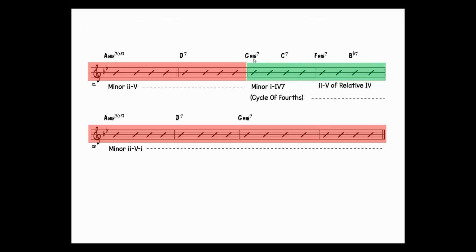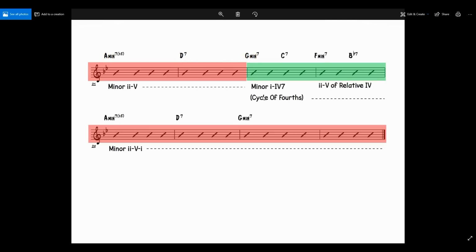So the G minor 7 is the 1 chord here, right? 2, 5, 1. But then what we're doing is a cycle of fourths that's eventually going to lead us back to that minor 2, 5, 1. So we land on the 1 chord, the G minor 7, and we go to the C7. Now keep in mind, those are just the distance of a fourth away from each other. G minor 7, C7, right?